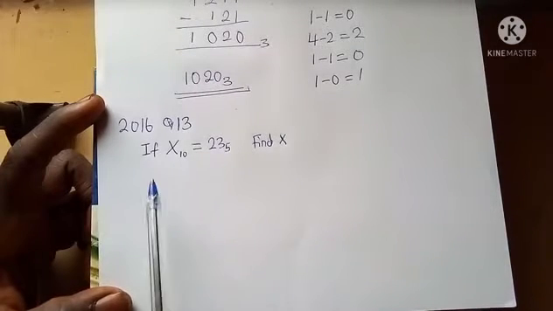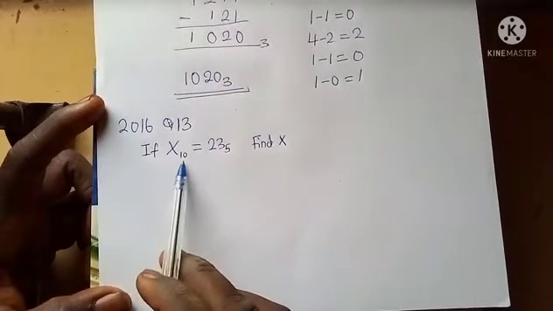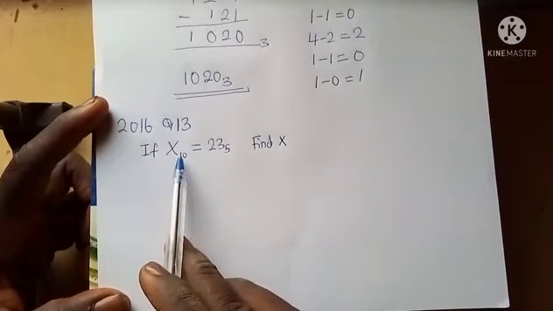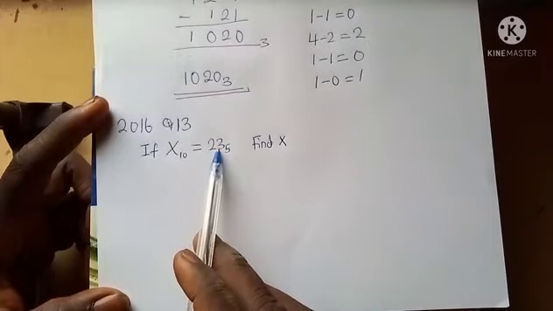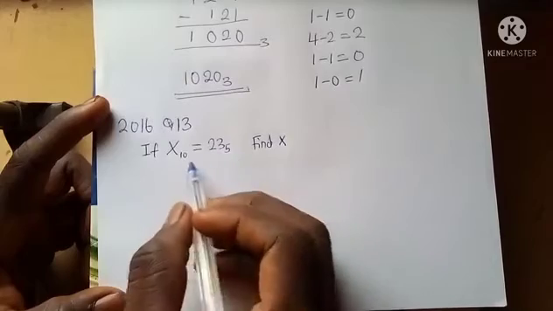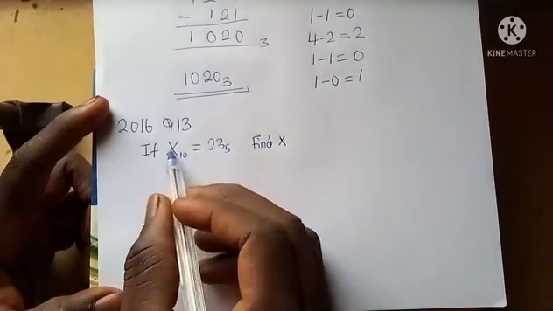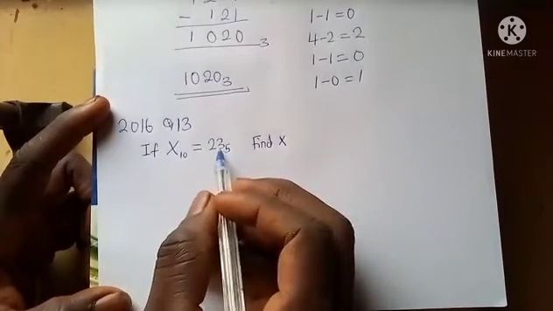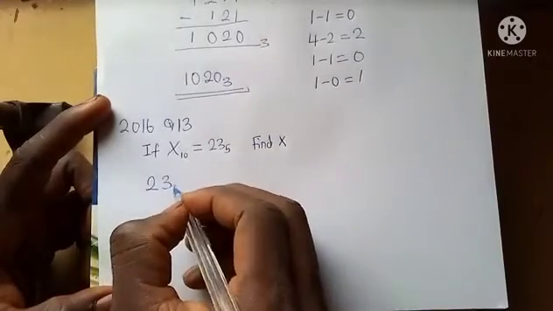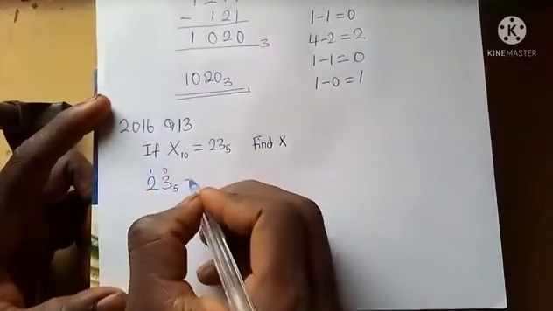Now this is another question. If x base 10 is equal to 23 base 5, find x. See, it's very simple to find. Just convert 23 base 5 to base 10. That's just what you need to do. So now let us convert 23 base 5 to base 10.